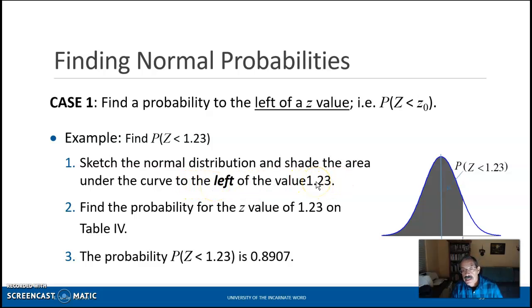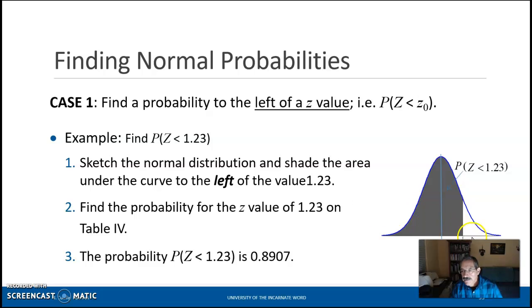And remember, the z-scores are multiples of standard deviations. So this z-score value is 1.23 standard deviations above the mean. Above the mean because the number is positive. So 1.23 is 1.23 standard deviations above the mean.